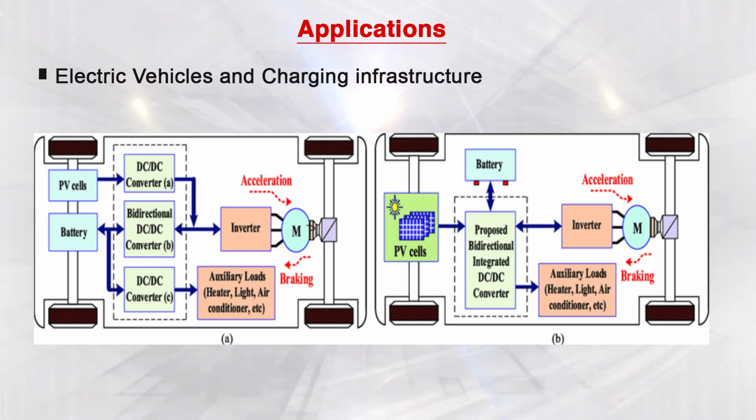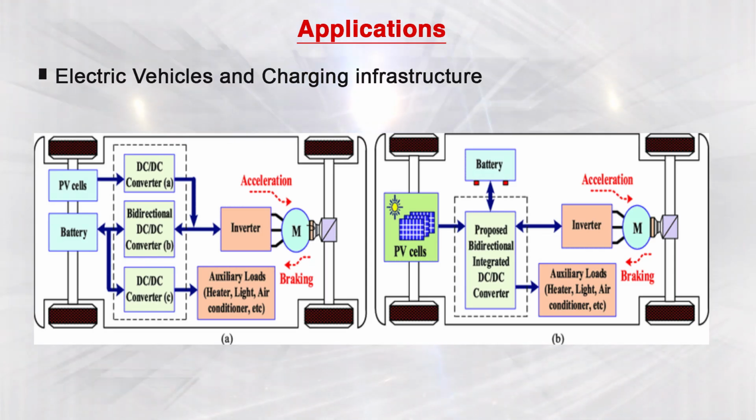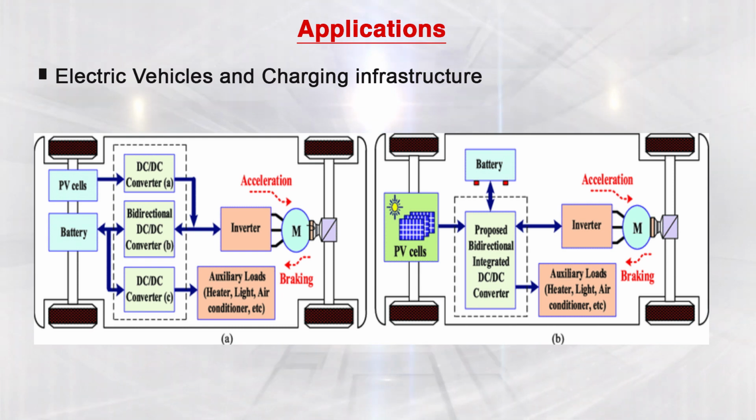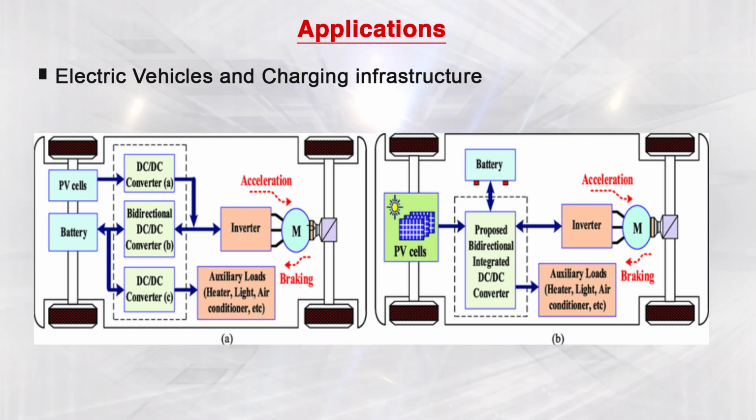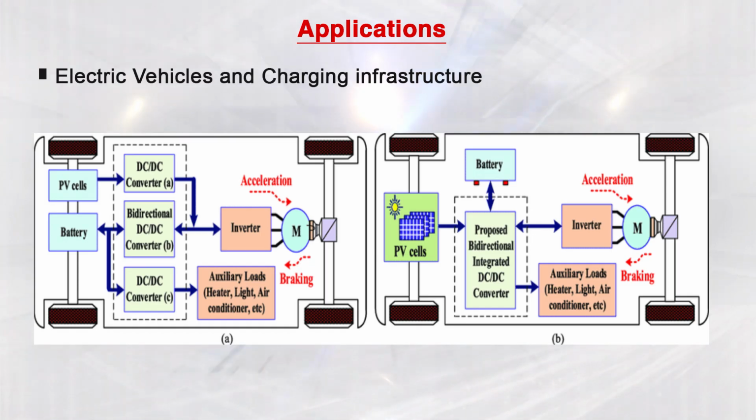Whenever the vehicle is at rest, we can charge the battery through the PV source by operating this bidirectional converter in buck mode. The power can be injected into the battery.